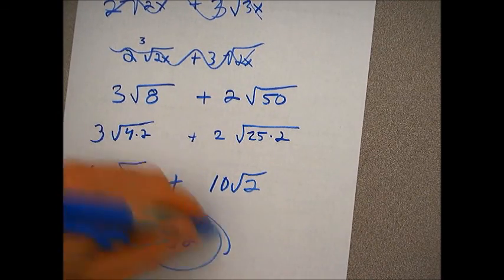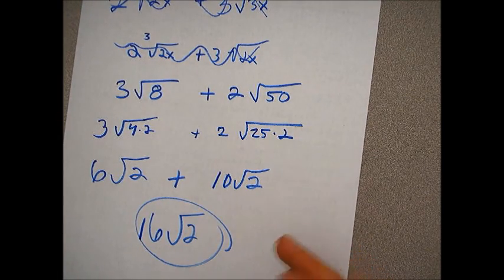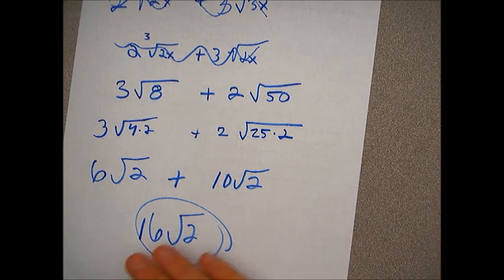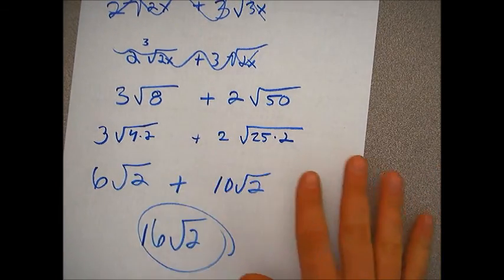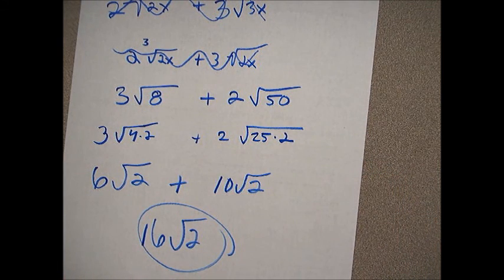16 radical 2. If you had more than 2 things, such as number 23, there's 3 parts to it. Do the same process. See if you can get the same number underneath for all 3 of them.